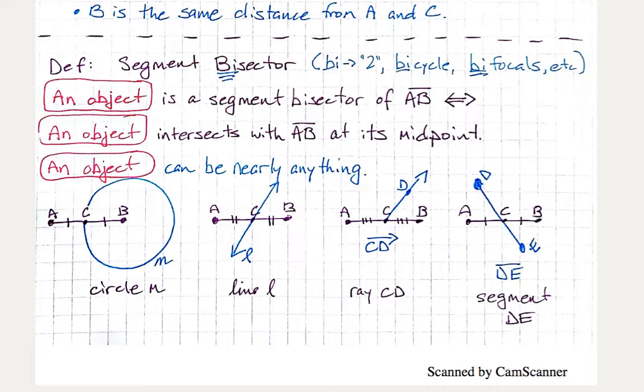So, if at any point you're told that something is a segment bisector of a segment, then you know the place where that thing intersects or crosses the segment is the midpoint. So if I was told that, say, circle M was a segment bisector of AB, even without the tick marks, I would know C was the midpoint, because that's what it means to be a segment bisector. Moving on.